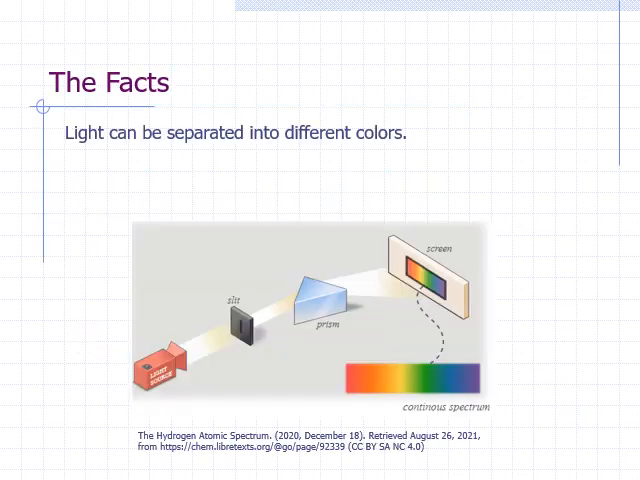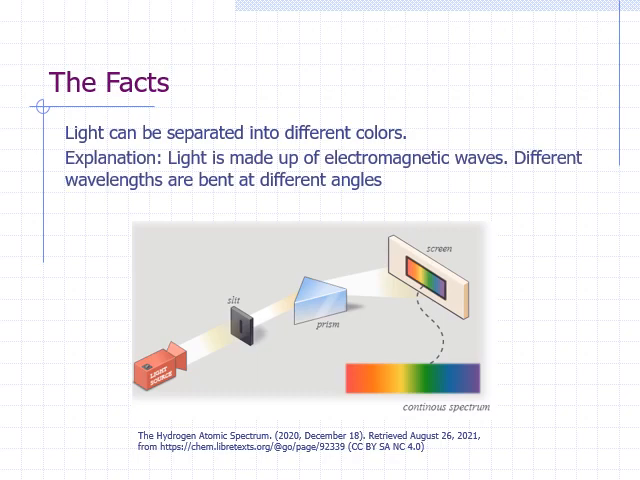By now you should know that light can be separated into different colors, and one way to do it is to pass it through a prism as illustrated here. The explanation for this is that light consists of electromagnetic waves, and the wave behavior of light allows its different components to be bent at different angles.